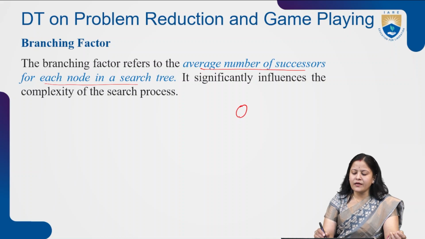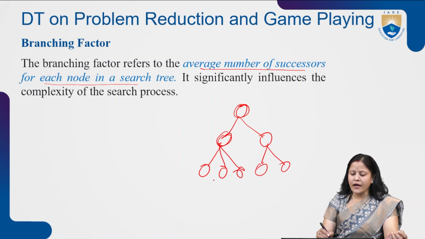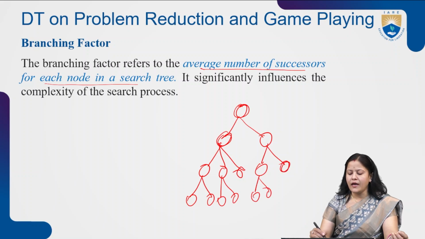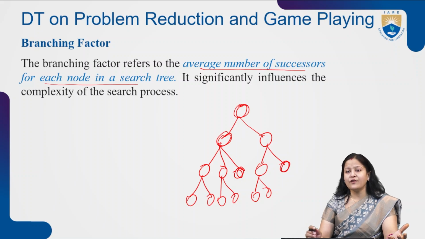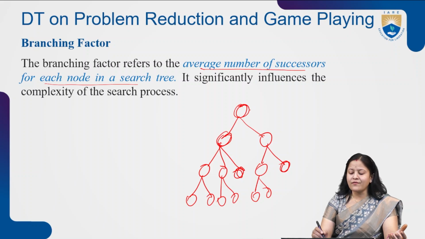For example, the tree is like this. Suppose this is the root node having 2 children, and this node is having, suppose, 3 children, and this node is having 2 children. Again, this node is having 2 children, this node is having 2 children, this node is having 2 children, this node does not have any child, and this node does not have any child. If it is this kind of tree, then how can we say what the branching factor is? The branching factor says what the average number of children for a particular node is.